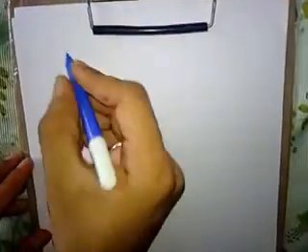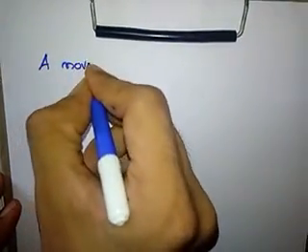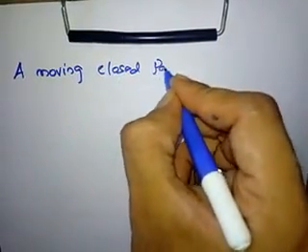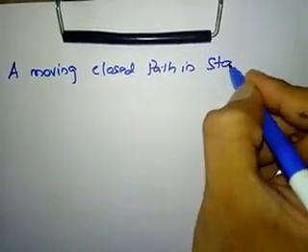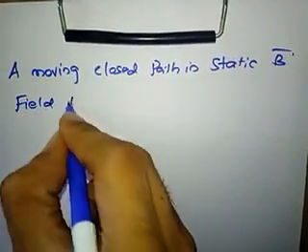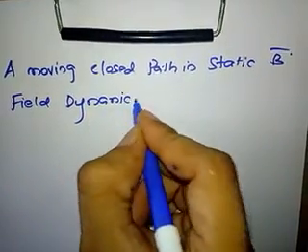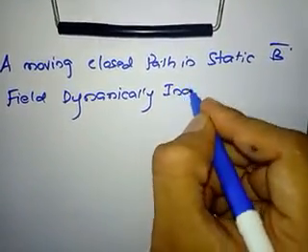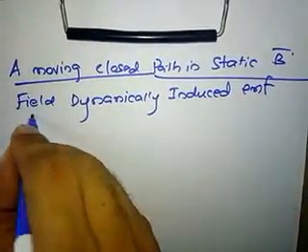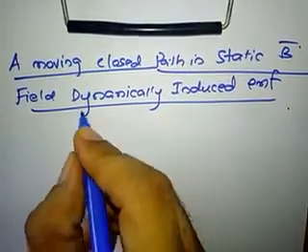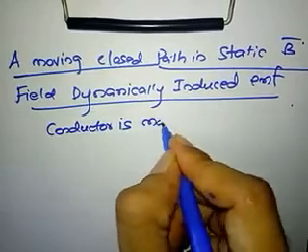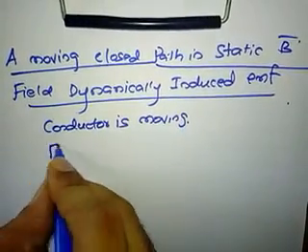A moving closed path in static B bar field, dynamically induced EMF. So here the condition is the conductor is moving, whereas the field is constant.